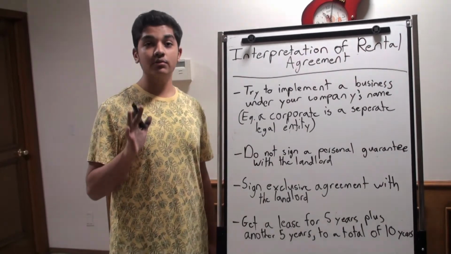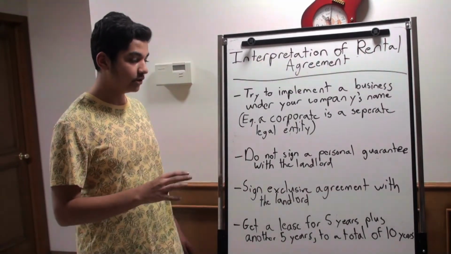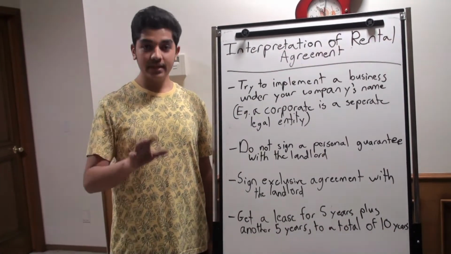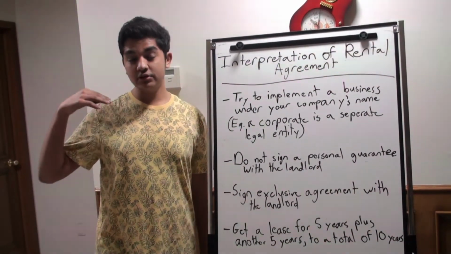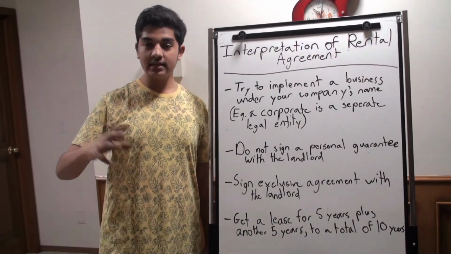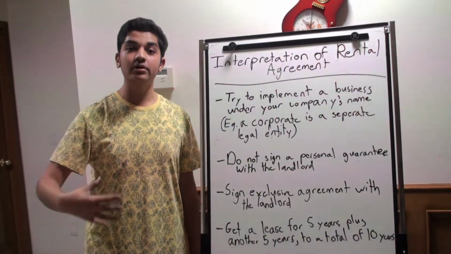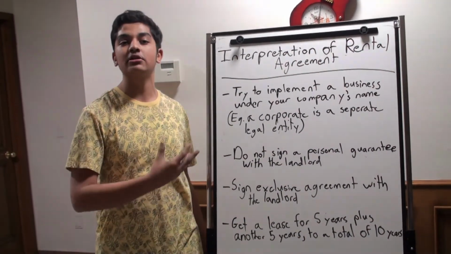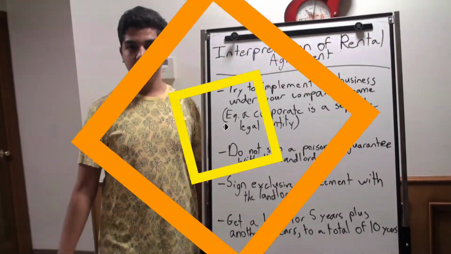But there is also another very important point that you have to consider: don't sign a personal guarantee with the landlord either. Because if you do, then they are able to legally go to court and take some of your personal belongings in order to fulfill the rent expectation that you haven't fulfilled because your business has gone bankrupt.